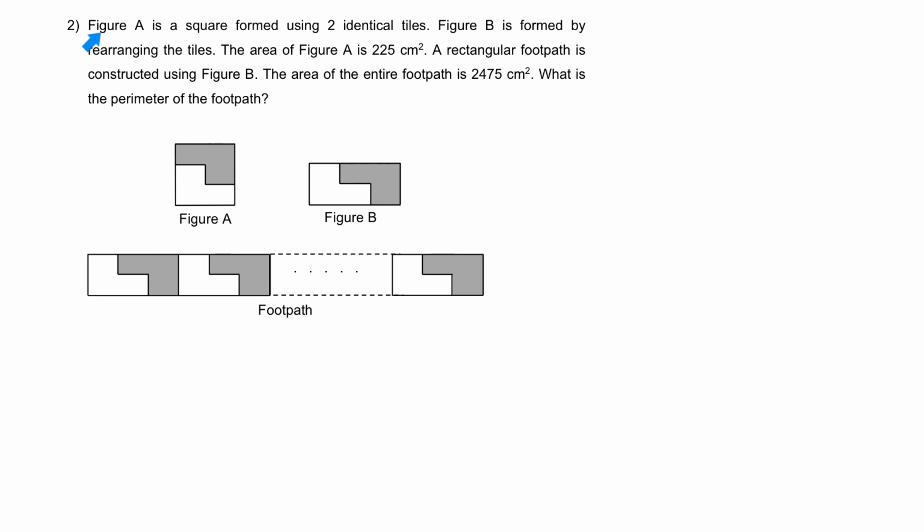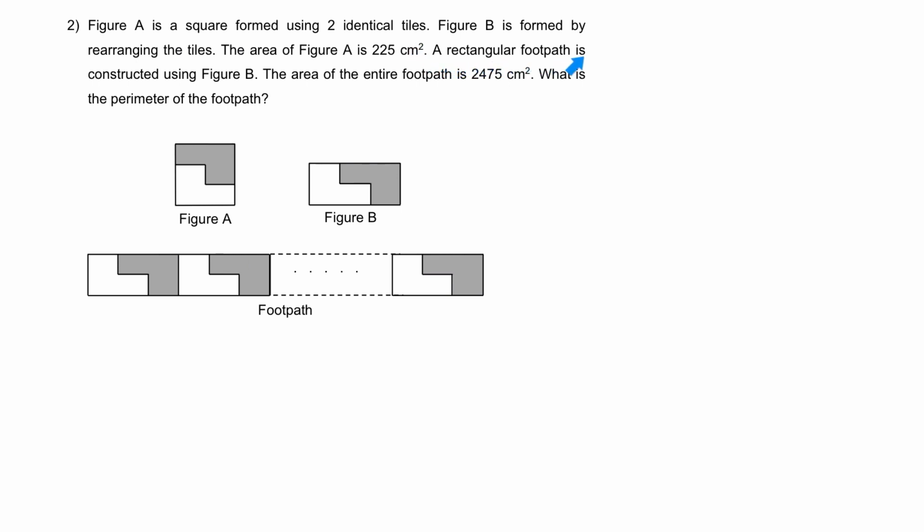Question 2. Figure A is a square formed using 2 identical tiles. So these are the 2 identical tiles. Not really drawn to scale, but it's fine. Figure B is formed by rearranging the tiles. So from here, technically you shift this gray tile down to form figure B. The area of figure A is 225 cm square.